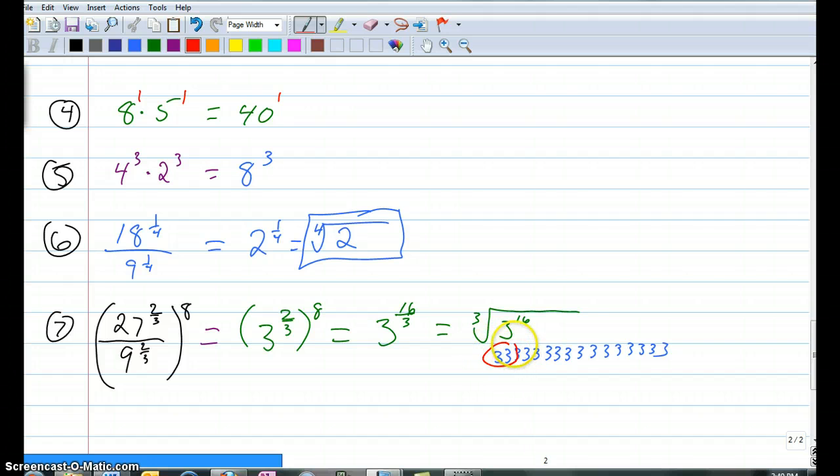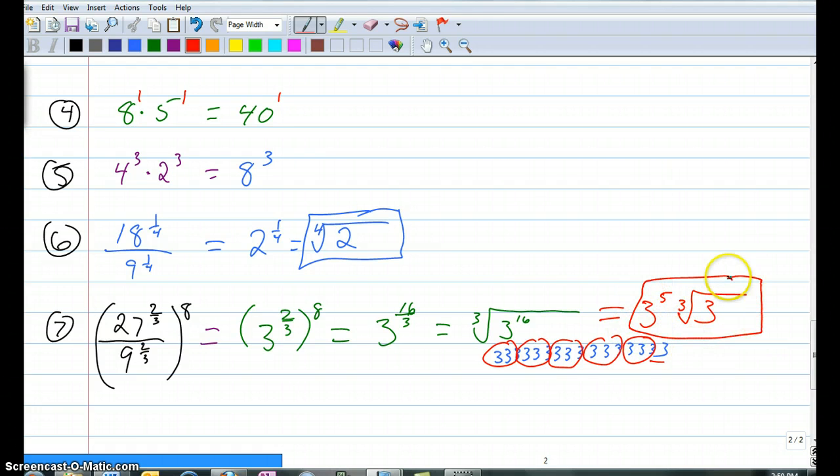So check this out. There's a group of 3. There's a group of 3. There's a group of 3. Group of 3. Group of 3. How many groups of 3 do we got here? We have 5 groups of 3. So we have 3 to the 5th power. And who got left behind? 1, 3. So this is 3 to the 5th power times the cube root of 3. That's going to be our final answer here.